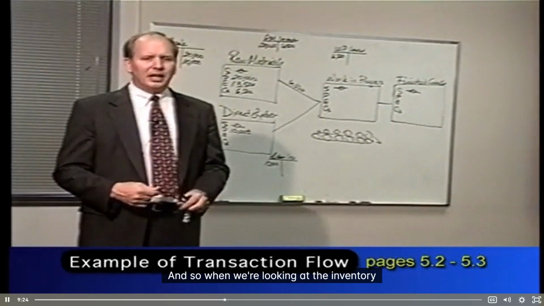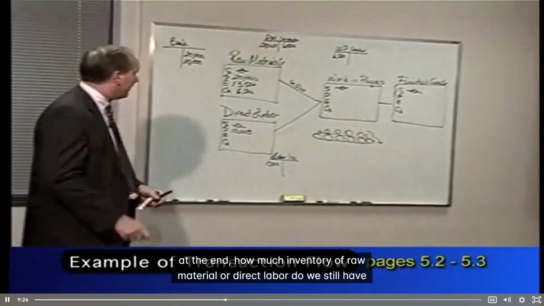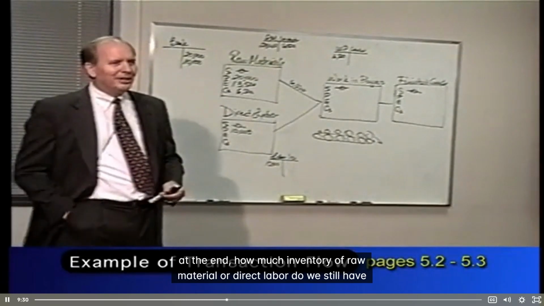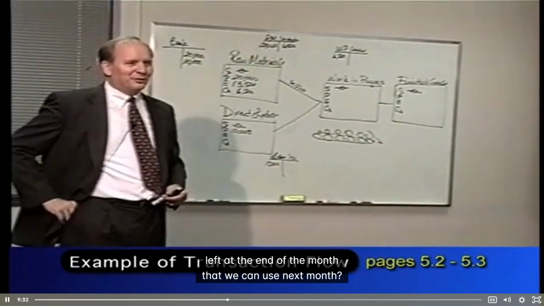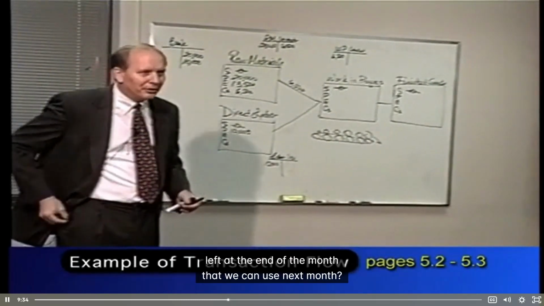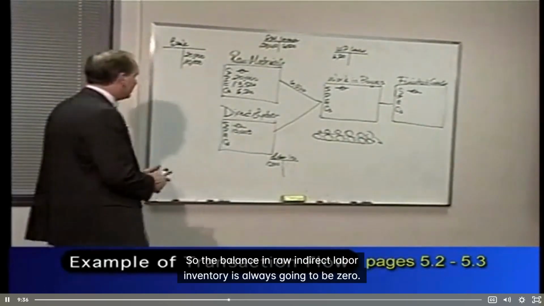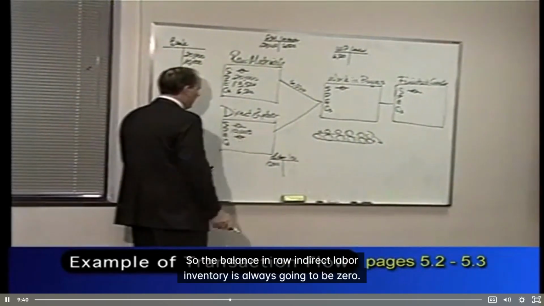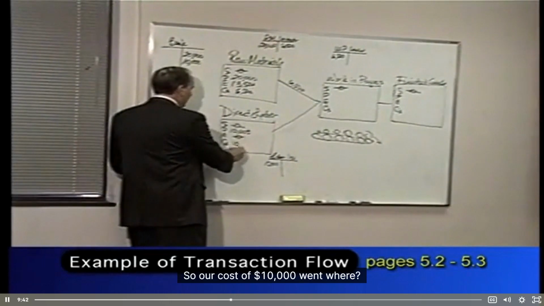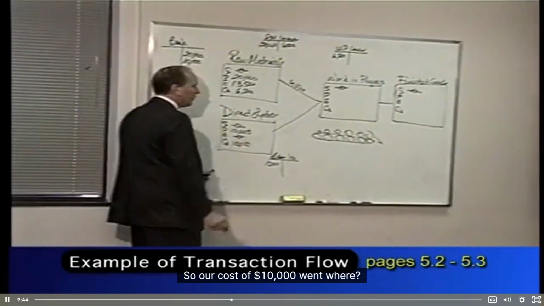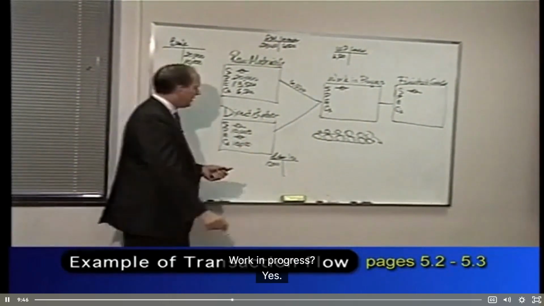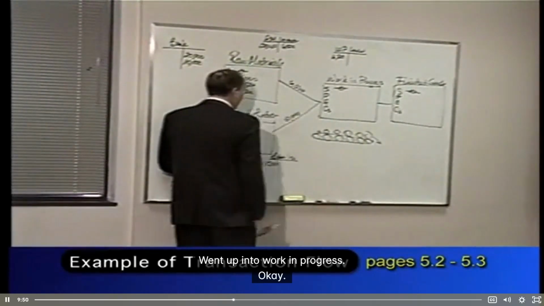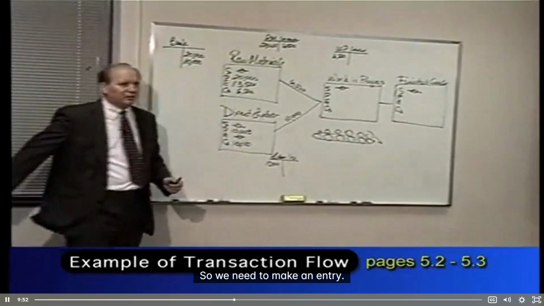And so when we're looking at the inventory at the end, how much inventory of direct labor do we still have left at the end of the month that we can use next month? Nothing. So the balance in direct labor inventory is always going to be zero. So our cost of $10,000 went where? Yes, it went up into work in progress. Okay? So we need to make an entry.